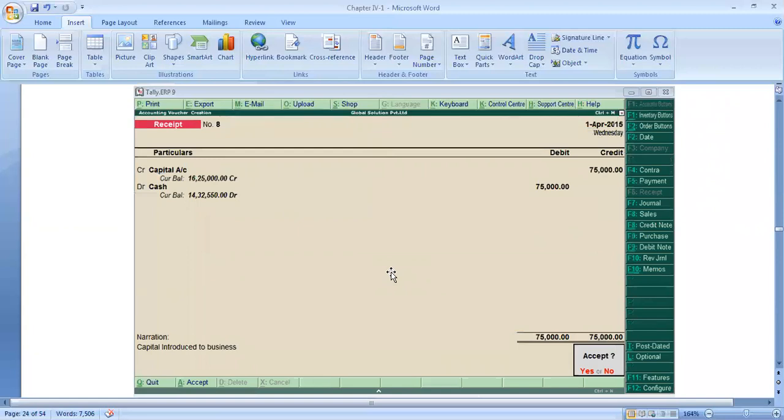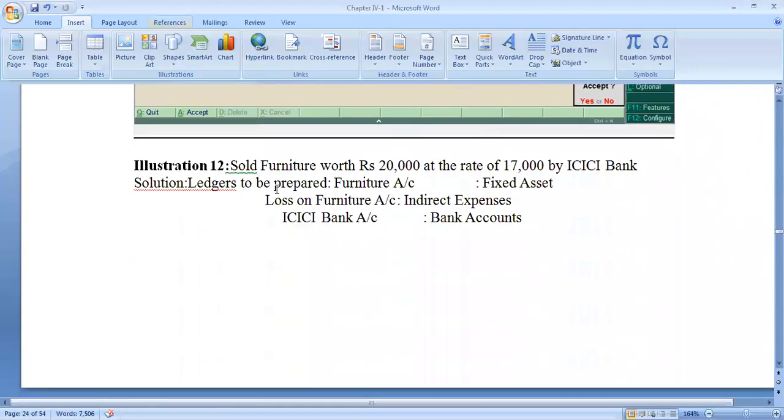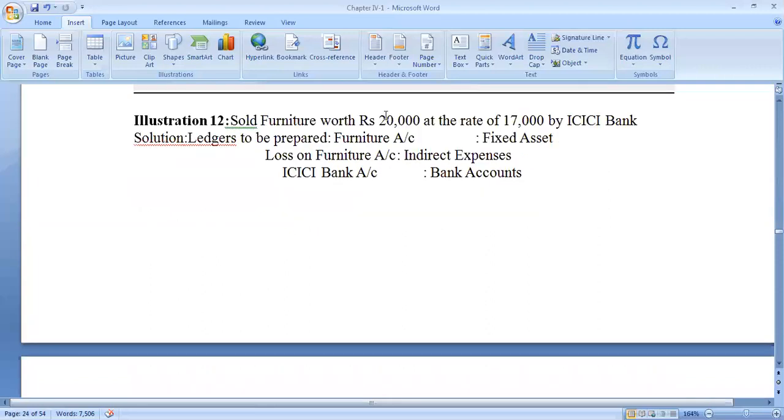Here also you need to prepare a ledger account for capital and for cash, then proceed with the transaction. Now, sold furniture worth rupees 20,000 at the rate of 17,000 by ICICI Bank. So what is the ledger to be prepared? The ledger to be prepared is the furniture account. The furniture account is a fixed asset. See, sold furniture worth rupees 20,000 at the rate of 17,000. So the value is reduced from 20,000 to 17,000, which is indicating what? Which is indicating loss on sale of furniture.